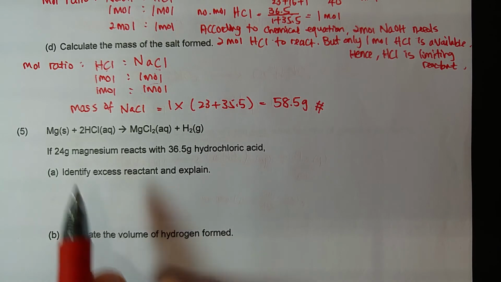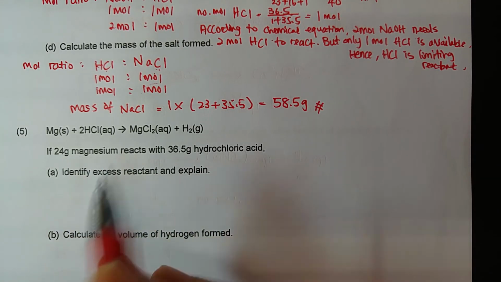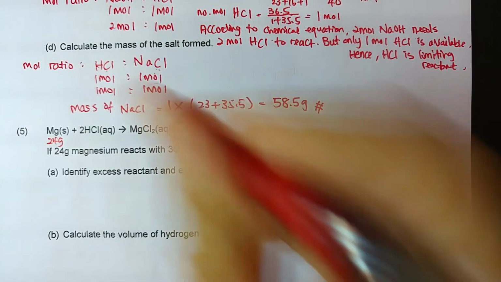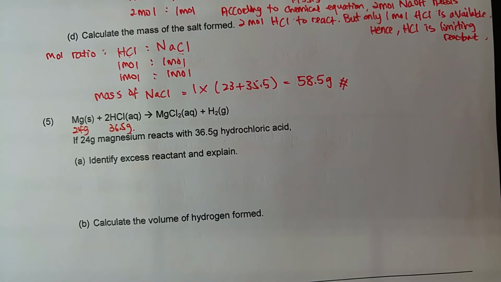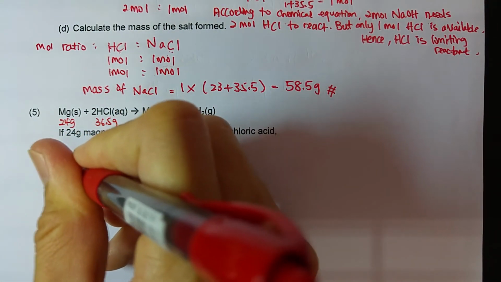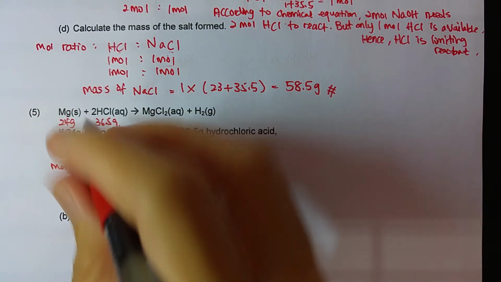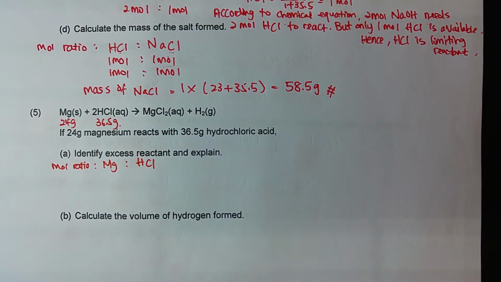Last question. Identify the excess reactant. Explain. 24 gram of magnesium, so you have 24 gram. 36.5 gram of hydrochloric acid, 36.5 gram. These two. Look at the identify the excess reactant. We wouldn't know until we look at the mole ratio. So mole ratio between Mg and HCl.